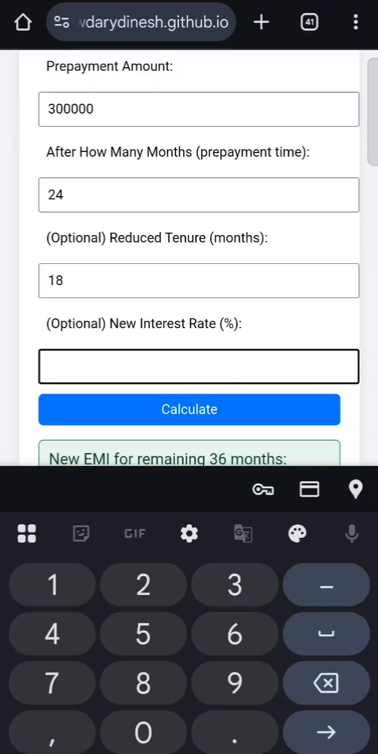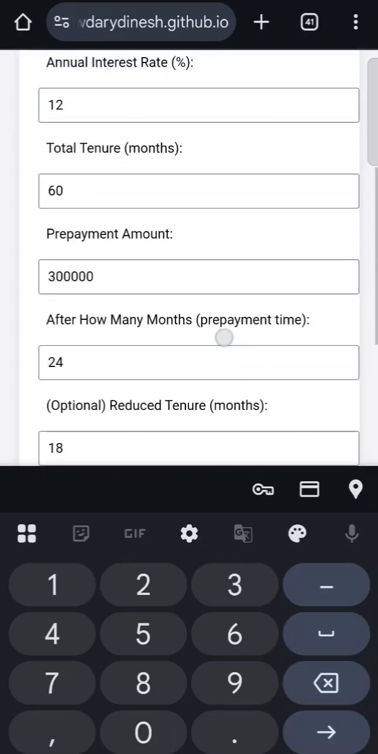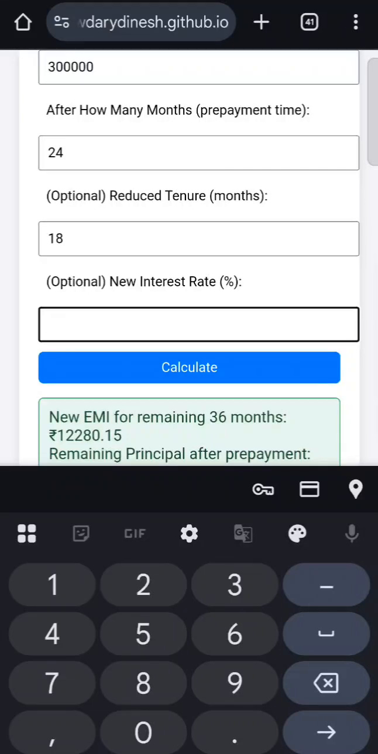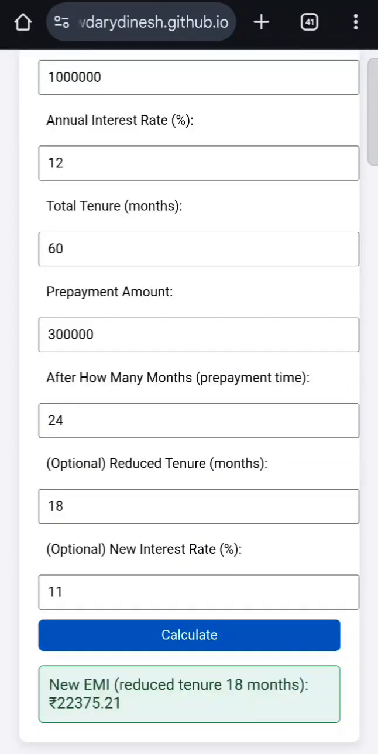And then there is the new interest rate. Let's say the bank says that recently the RBI has reduced the repo rate, and they wanted to tweak the interest rate a little lower for you because you're doing a prepayment, and instead of 12%, they wanted to give it at 11% on the remaining principal. In that case it can be useful. Okay, so the new EMI will be 22,375.